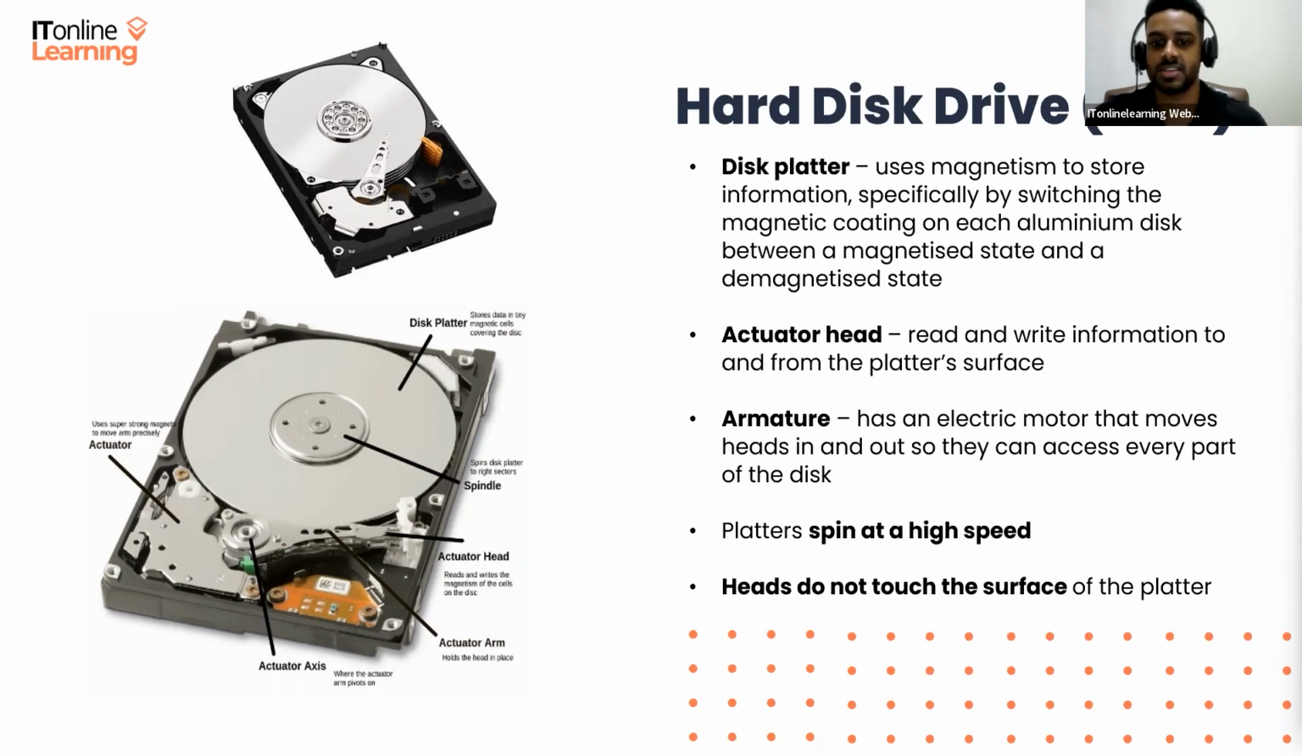If you were to look at the platter edge straight on, you would see that there's just a tiny little cushion of air between the surface of the platter and the surface of the head. It's still close enough that the magnetism in the head can magnetize and demagnetize a certain area of the hard disk drive to create zeros and ones, but the heads don't actually touch the surface of the platter.